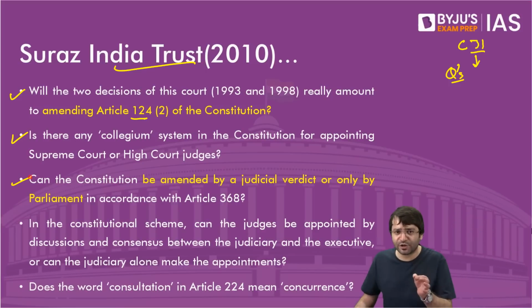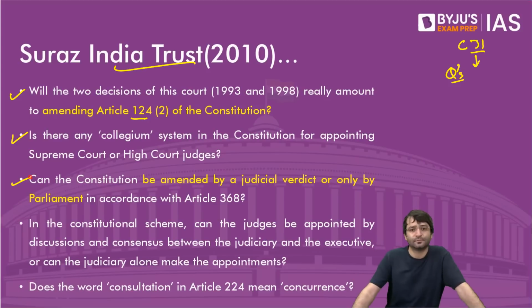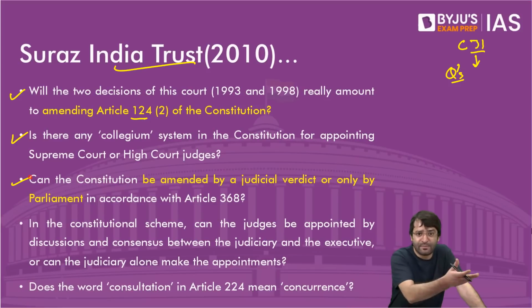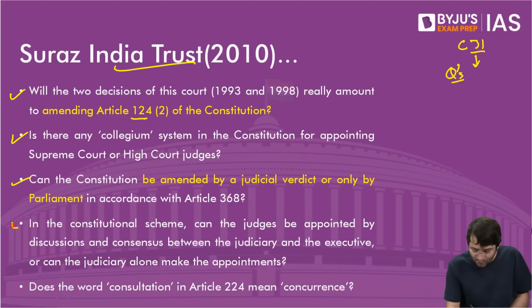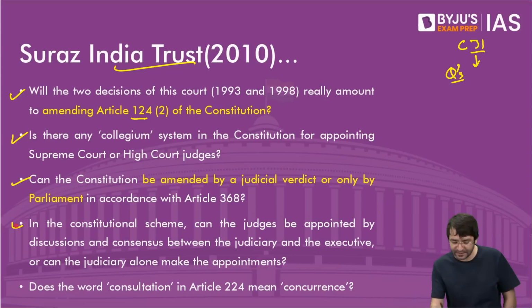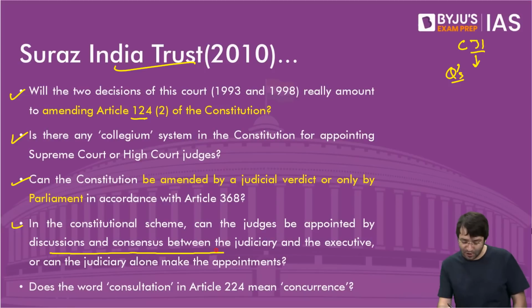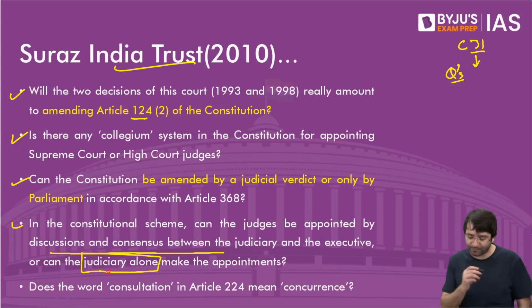Can the Constitution of India be amended only by Article 368? Or can the Constitution be amended by judicial verdict? Because you seem to have amended the Constitution through your judgments by introducing Collegium system and saying this recommendation is binding on the President. In the constitutional scheme, can judges be appointed by discussions and consensus between judiciary and executive, or can judiciary alone make the appointments?